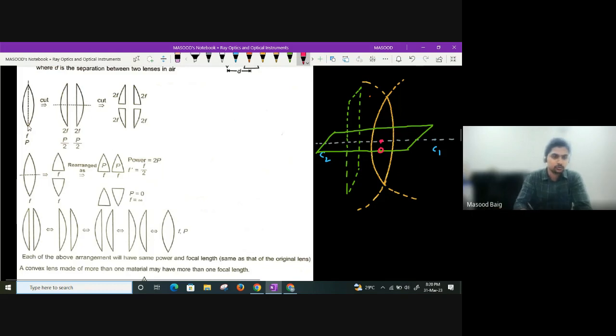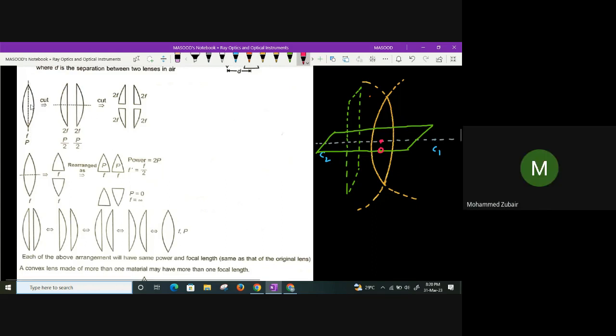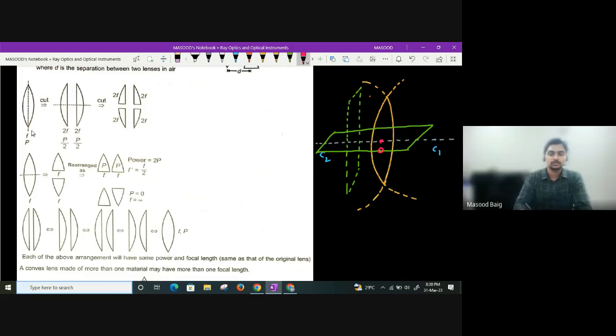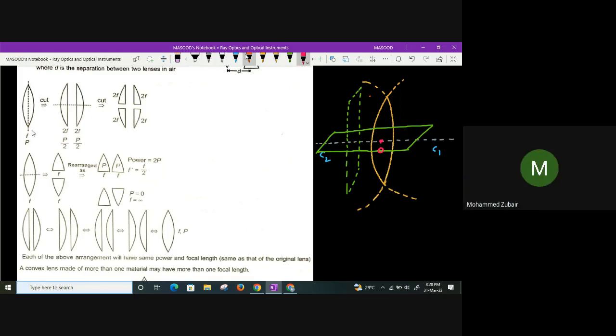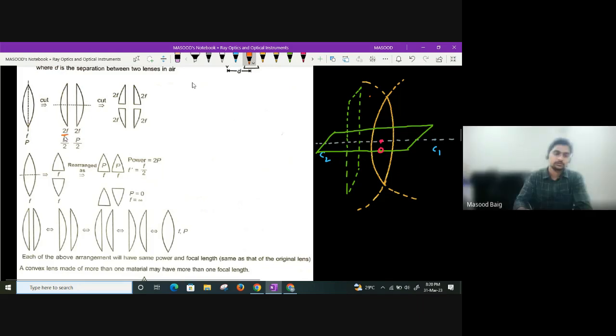First thing, you have a focal length. How are you cutting it, guys? Horizontal plane or vertical plane? Vertical. What will happen to focal length? Double. Done, see, double, 2f. Yes or no? It has become double.